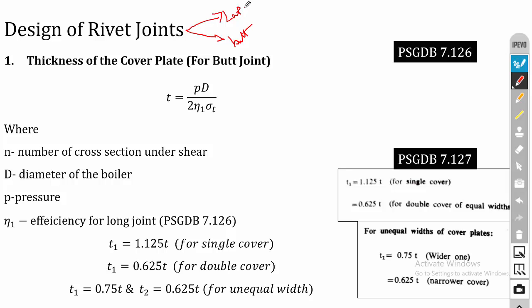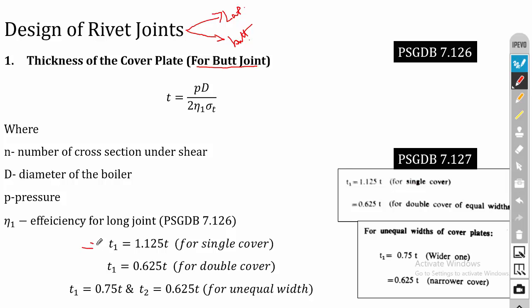In case of lap joint, we don't need to use any cover plate, but in case of butt joint, we have to use some cover plates to hold the two plates together. So, the first point of the design is thickness of the cover plate, and this first point is applicable only for the butt joint. In case of lap joint, this first point can be neglected.